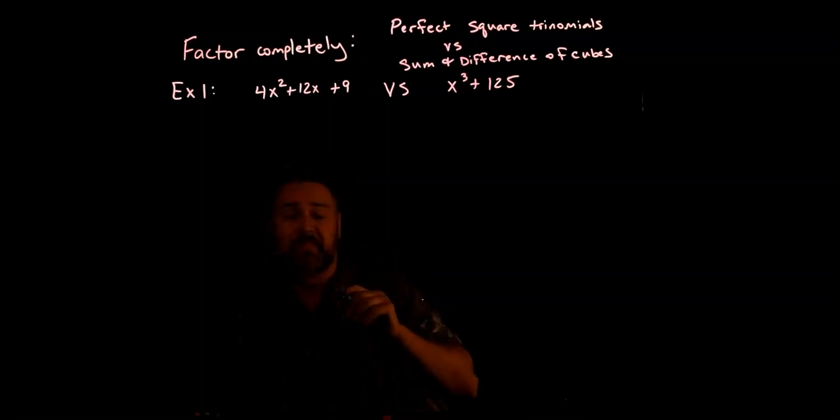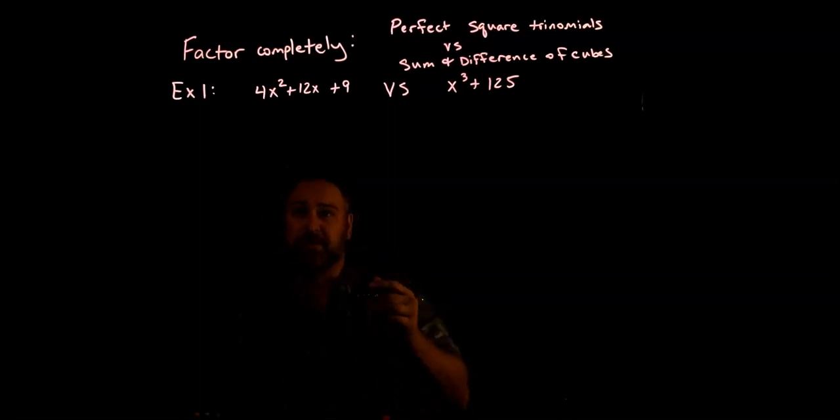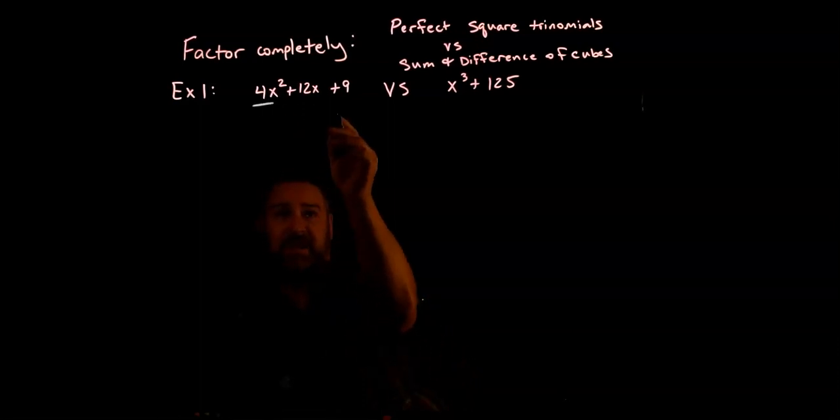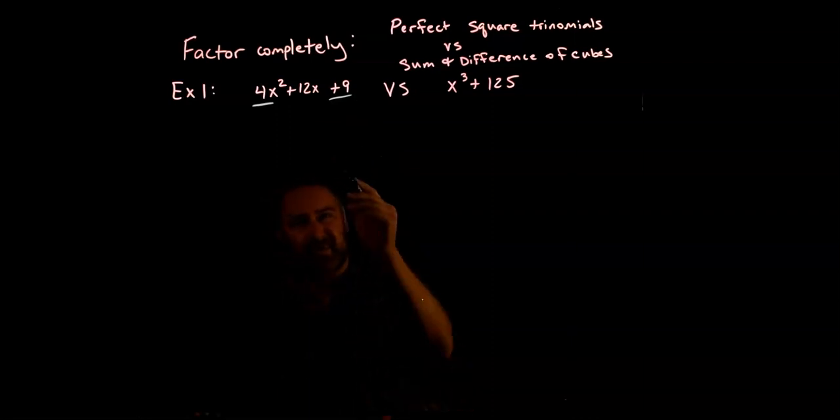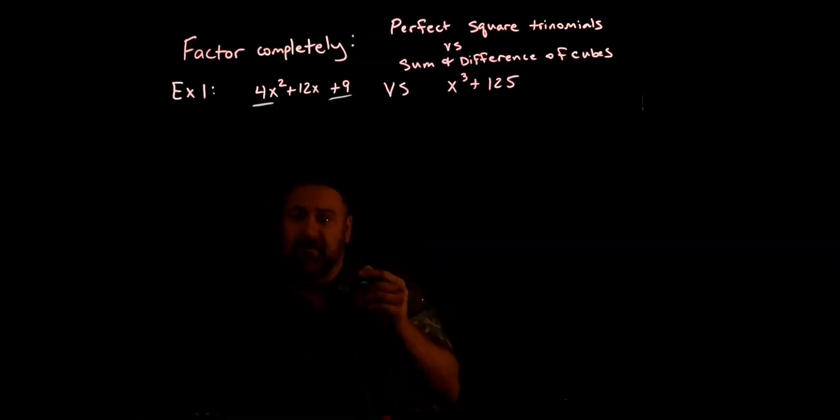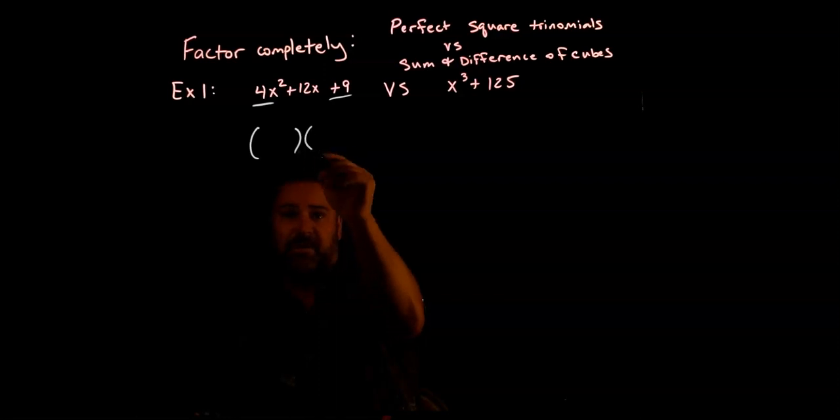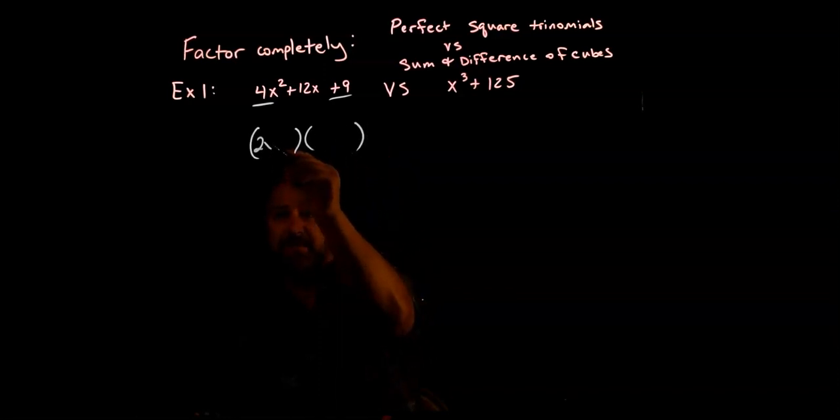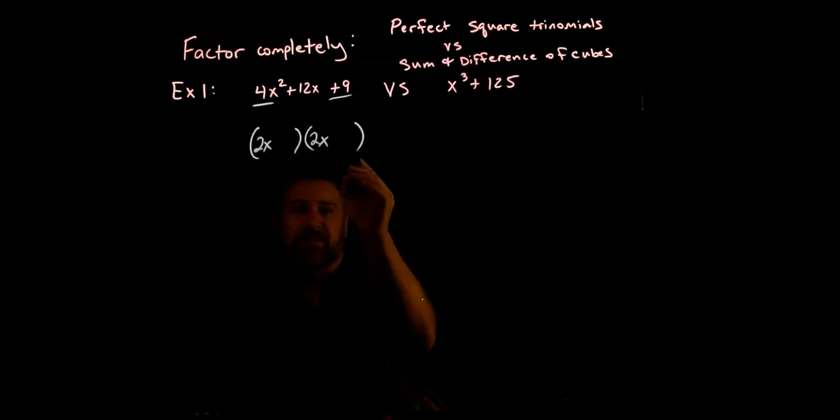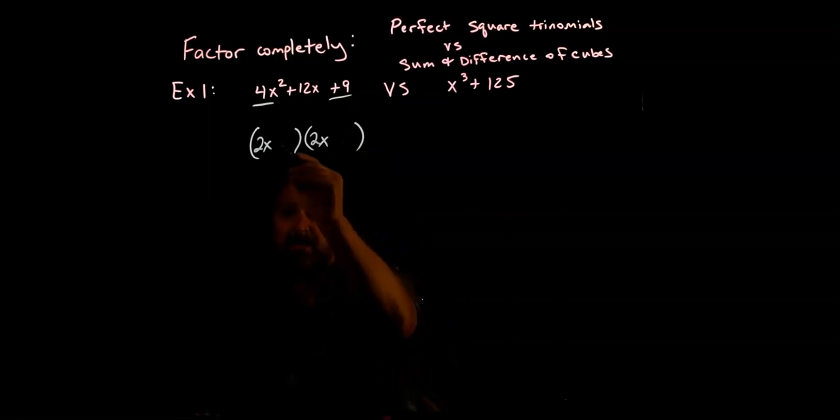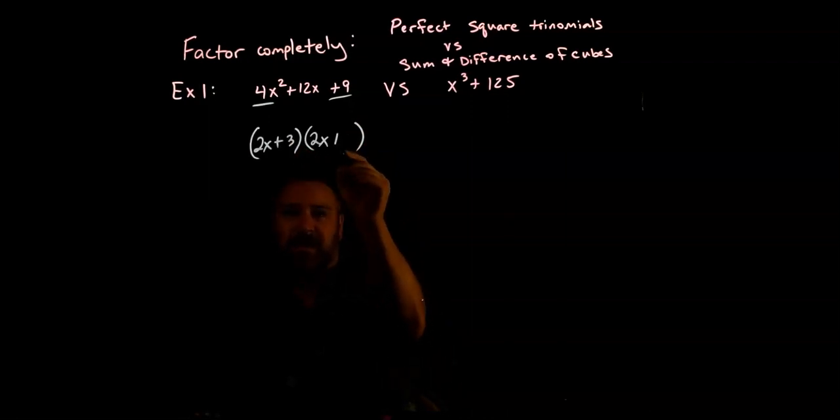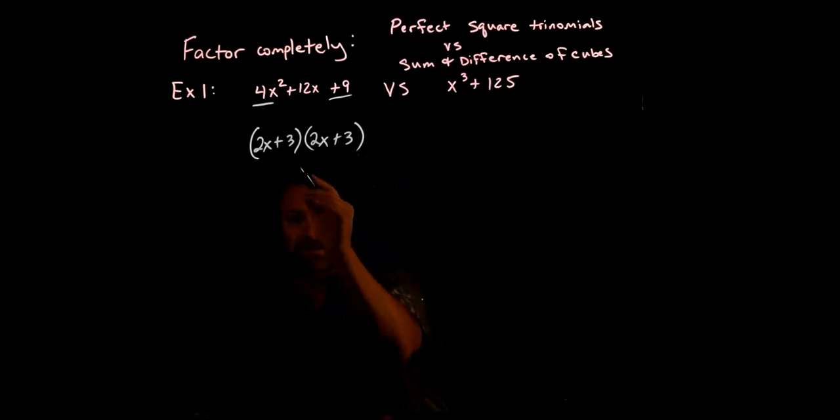Let's go back to what we maybe know from before, perfect square trinomials. Now we'll notice that 4x squared and 9 are perfect squares. 12 is not a perfect square, but let's go ahead and do the square root of 4x squared, which is 2x. And what's the square root of 9? All right, plus 3 and plus 3. Now let's go ahead and FOIL this out.